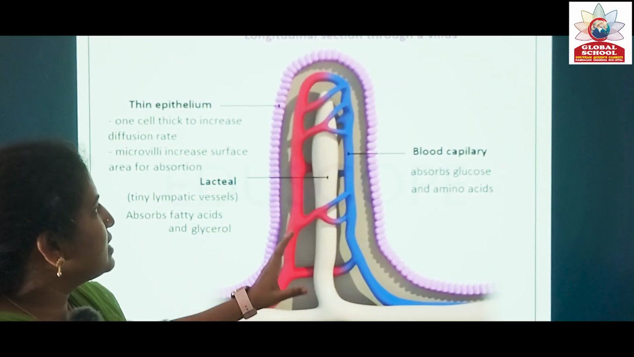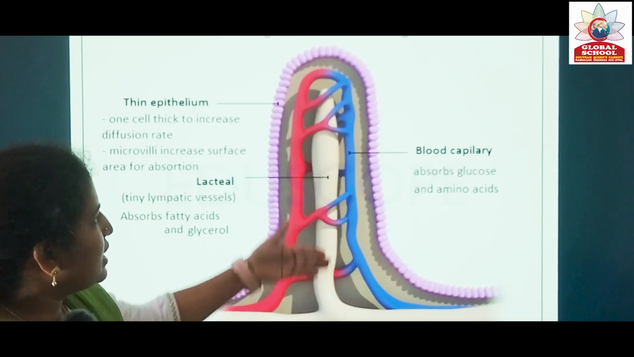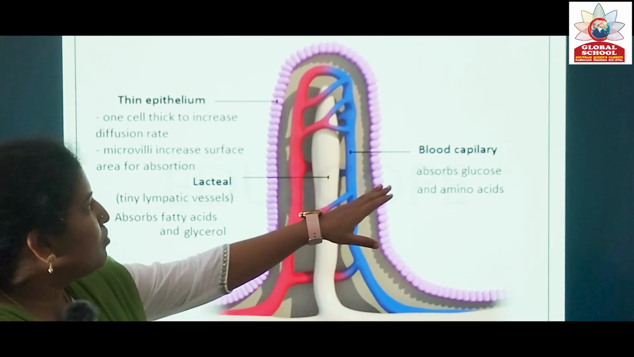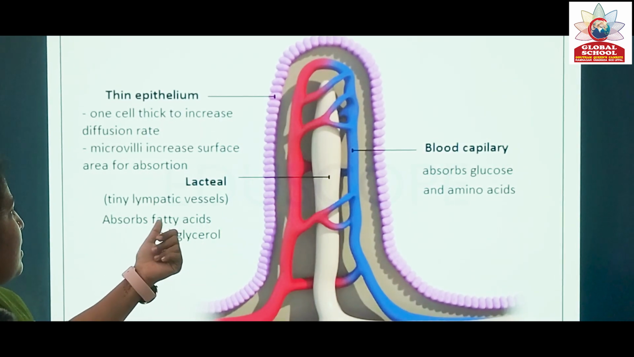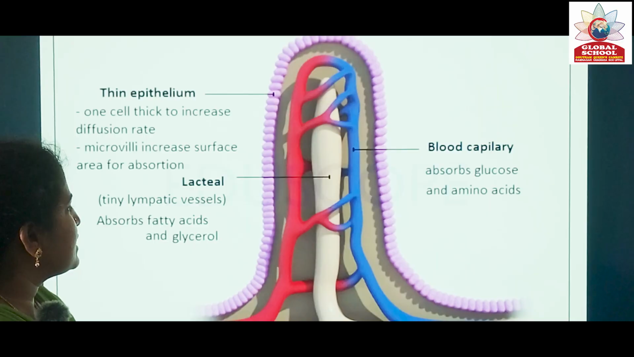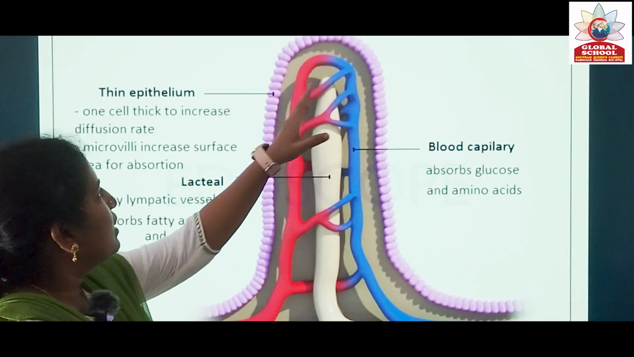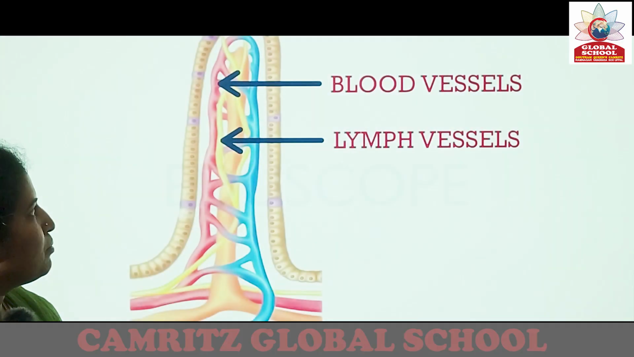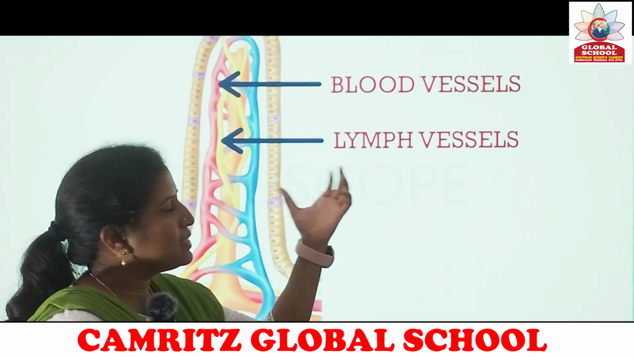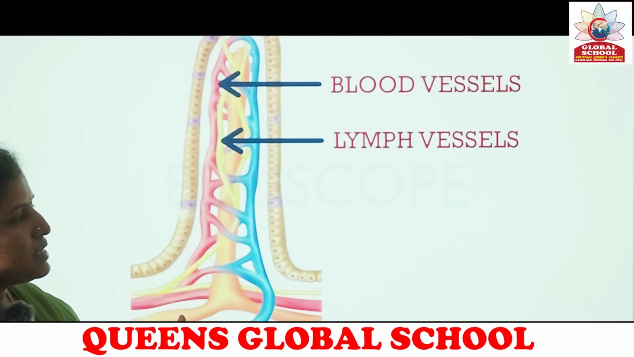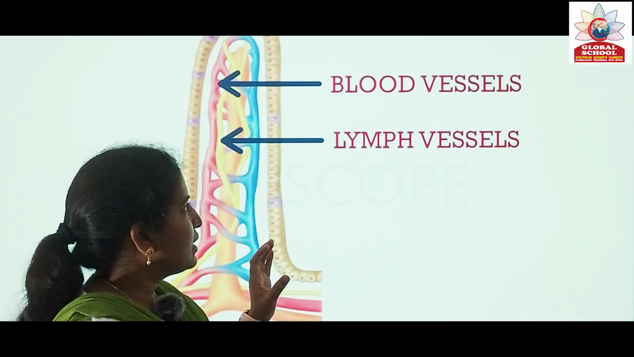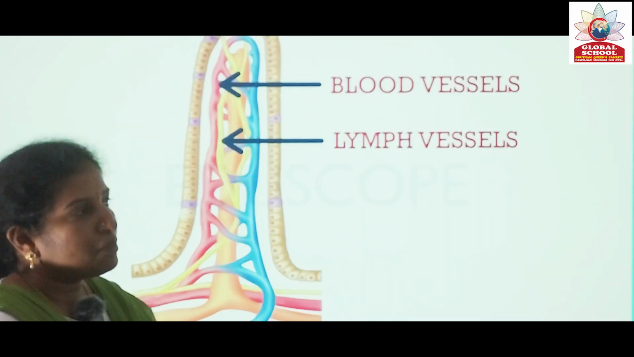Now let's look at a longitudinal section through a villus. We will see the cross section of the villus. It has a blood capillary which absorbs glucose and amino acids, and a lacteal, which is a lymph vessel that absorbs fatty acids and glycerol, and it is covered with a thin lining epithelium. So the blood vessels and lymph vessels absorb the nutrients and supply them to all body parts through the bloodstream. So this is about the villi, the important finger-like projections which are present. Blood is carrying the nutrients to all the parts.